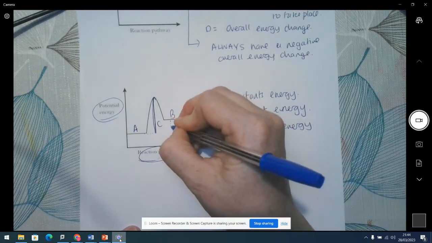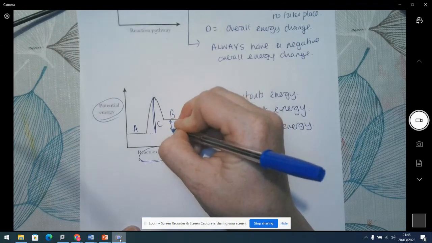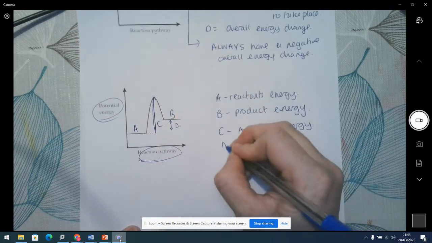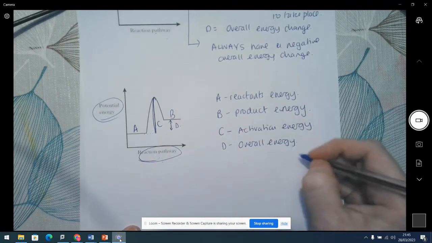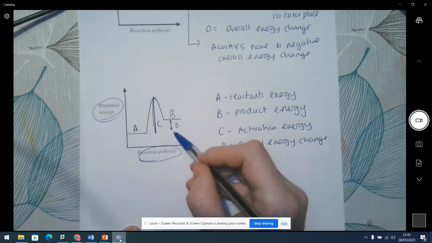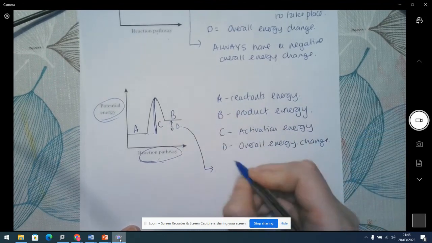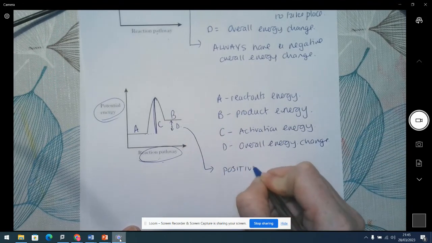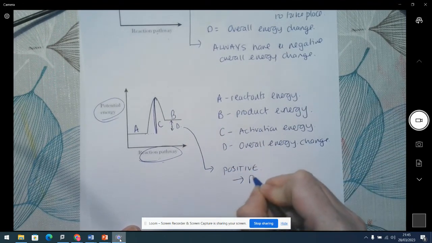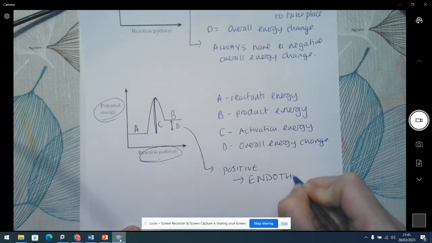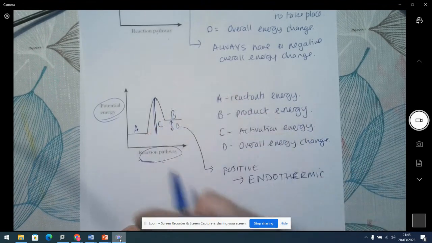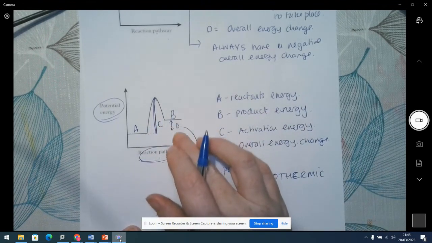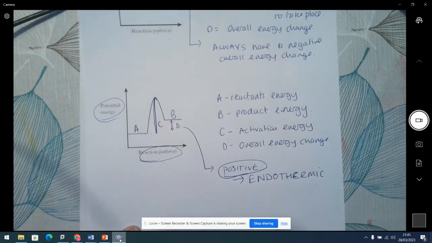Then the difference between the reactants and the products would be D, my overall energy change. In this case, I can see that my overall energy change would in fact be positive. That tells me I've got an endothermic reaction, because energy has been taken in from the surroundings. So the overall change in energy would have a positive value. And so that is your reaction profiles.